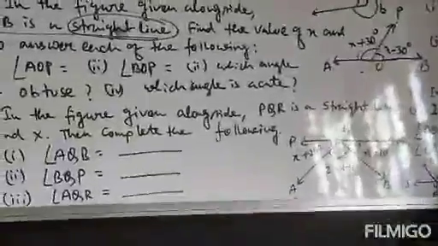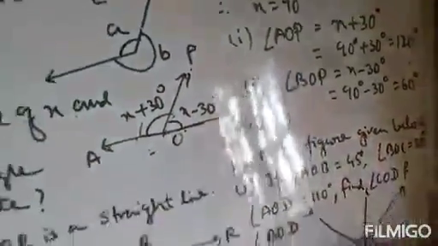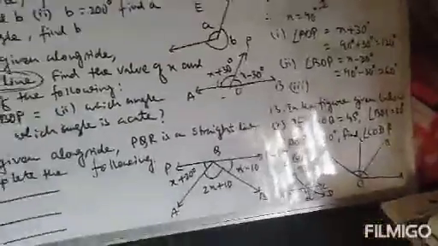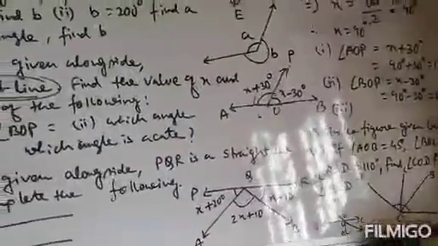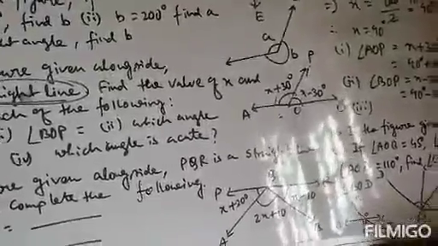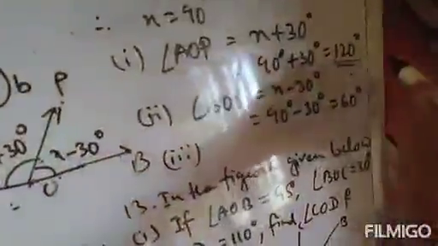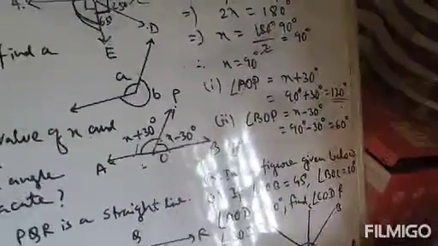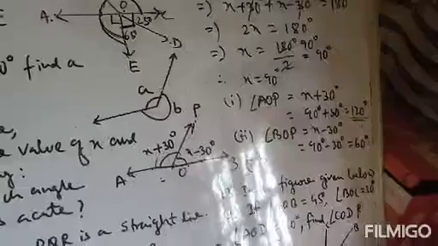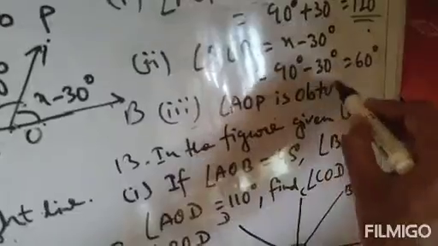Now question number 3 is which angle is obtuse. Obtuse angle means an angle which is greater than 90 degrees but less than 180 degrees. That means the angle will be in the range of 90 to 180 degrees. This angle is obtuse because the 120 degree angle is clearly between 90 and 180 degrees. That means angle AOP is obtuse, so just write angle AOP is obtuse.